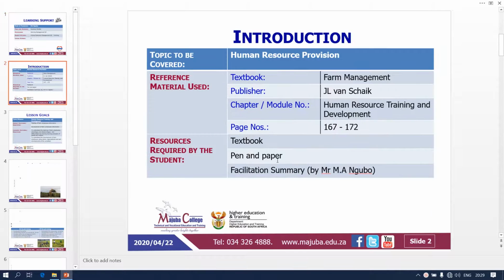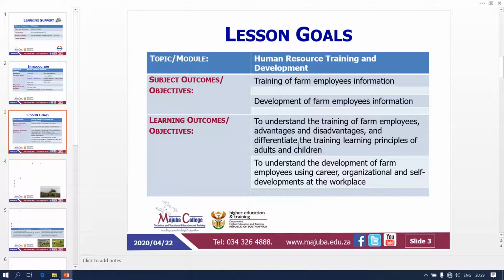Our lesson 3 will be covering human resource training and development. Please come up with your book, which is Farm Management. The publisher is J.L. van Schaik, and we're going to start from page 167 to 172. So please bring these resources: the textbook, the pen and paper, together with the facilitation summary that has been designed or compiled by Mr. Ngubo.